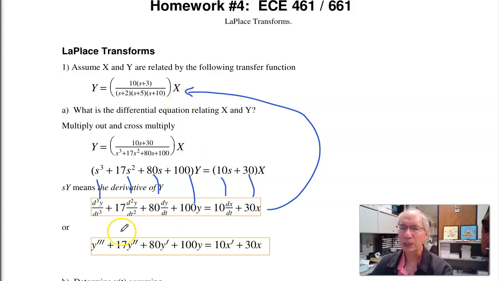You can also use the prime notation. Prime means derivative. That's just easier to type, easier to write. Same thing.